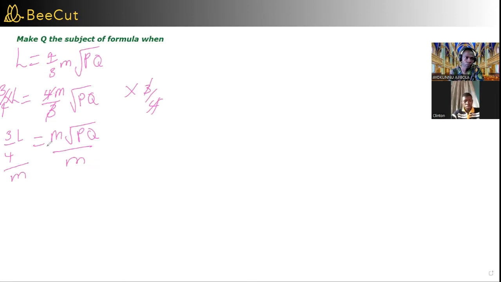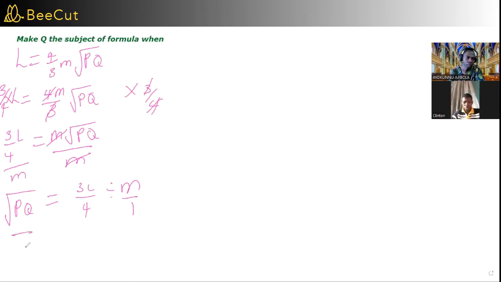So m cancels m, then I have pq. So this one is root pq equal to my 3 over 4l. 3l over 4 is the meaning of 3 over 4l divided by m. It's over m, so it's divided by m. But in this case, I can easily change this division because this is m over 1. So when you change the division sign, 1 goes up, m comes down.